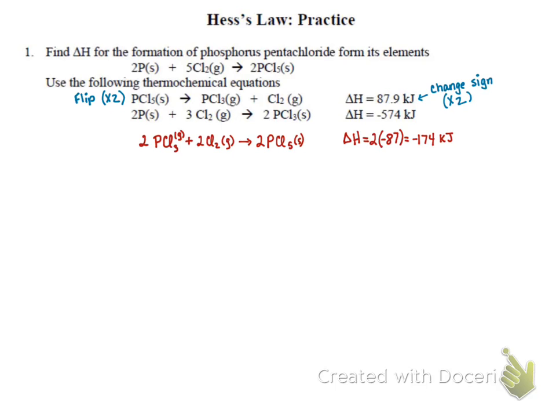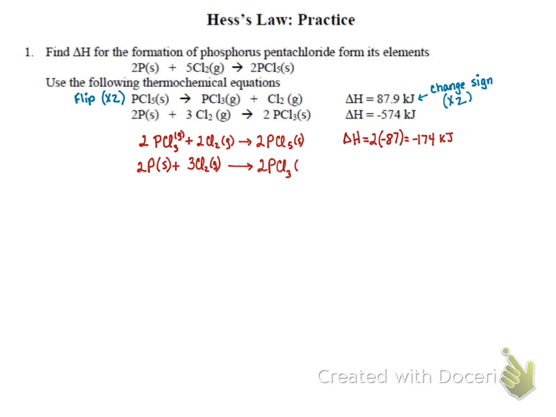So for this problem, the first equation here, the PCl5 equation, we're going to flip it and multiply it by 2. So when it's flipped around, it's PCl3 plus Cl2 goes to make PCl5, and we multiplied everything by 2. When we flip it around, we change the sign from positive 87 to negative 87, and we also multiply the delta H by 2. So for this process here, the delta H is negative 174.